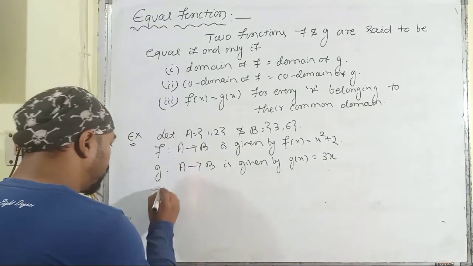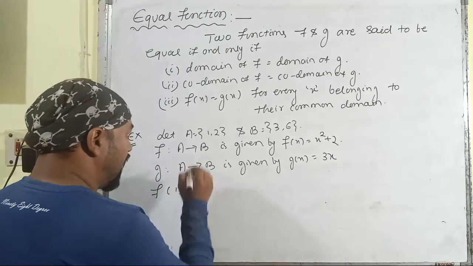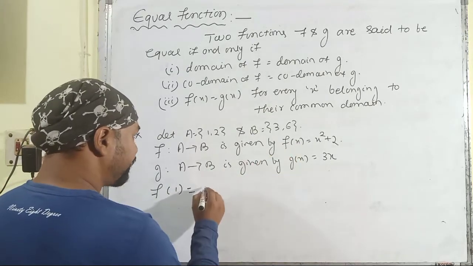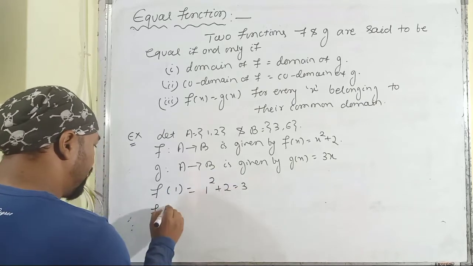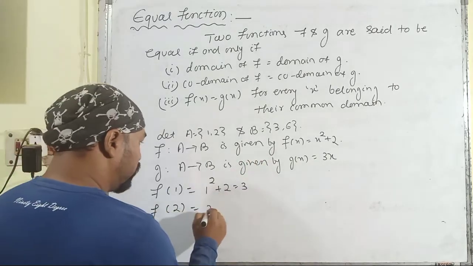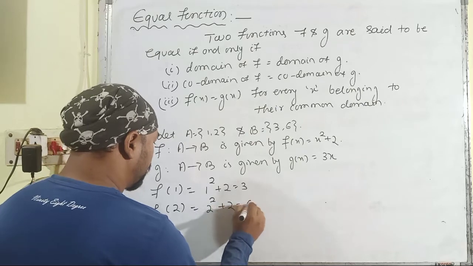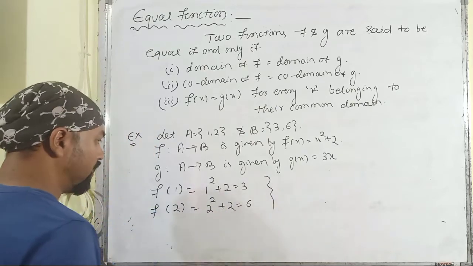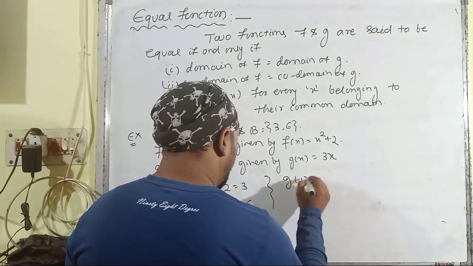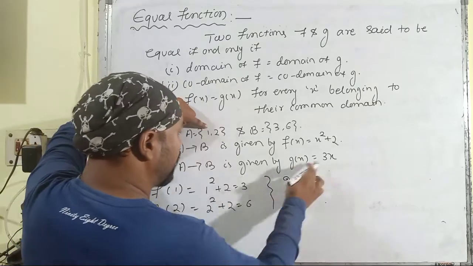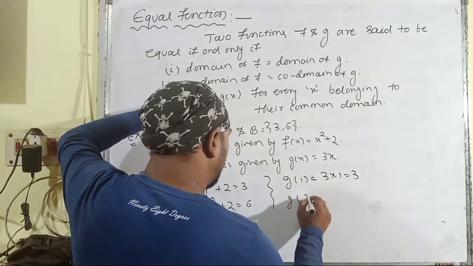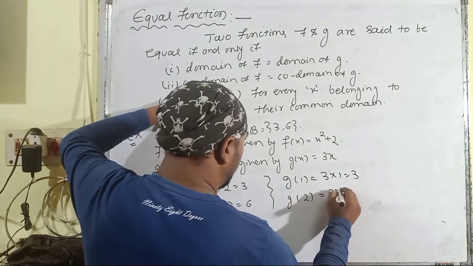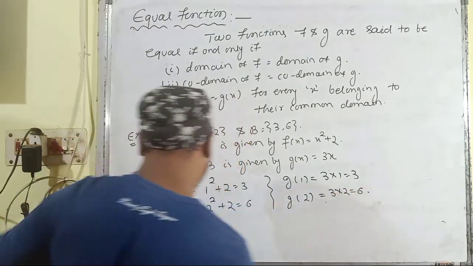So first of all we have to find out f of 1. f of 1 is equal to 1 square plus 2 which is equal to 3. Then f of 2, 2 square plus 2 which is equal to 6. Then we have to find out g of 1 and g of 2. g of 1, it is 3 multiplied with 1, that is 3. g of 2, it is 3 multiplied with 2, it is 6.